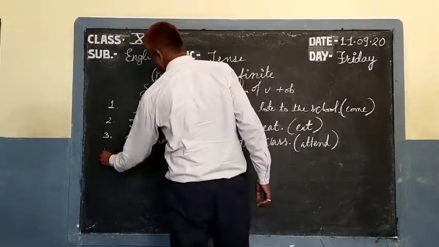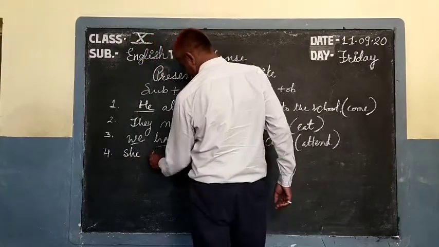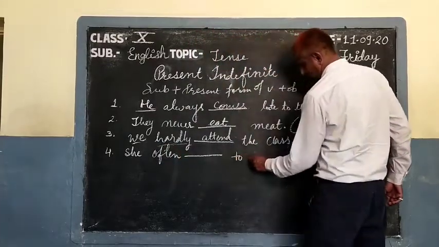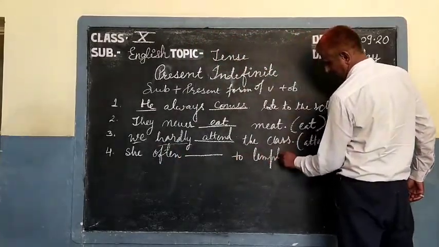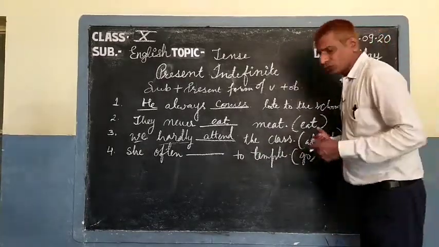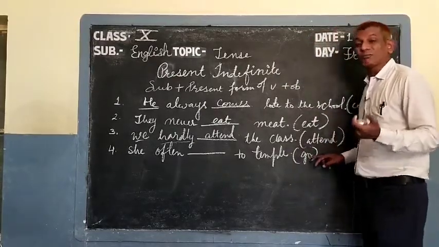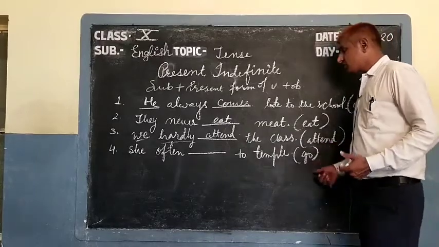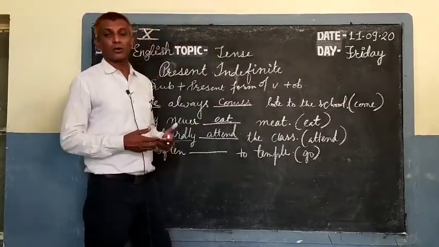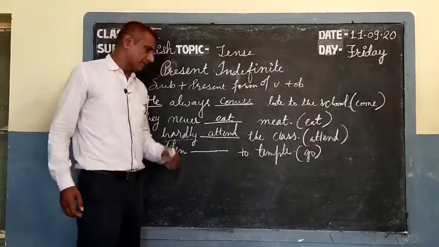Let's see one more sentence. She often to temple. The verb is go. Actually, you will be given here, this is the basic form, base form. According to this verb, we'll have to use the present, the past, and the perfect, and progressive, and infinitives, the 5 forms I told you if you remember.